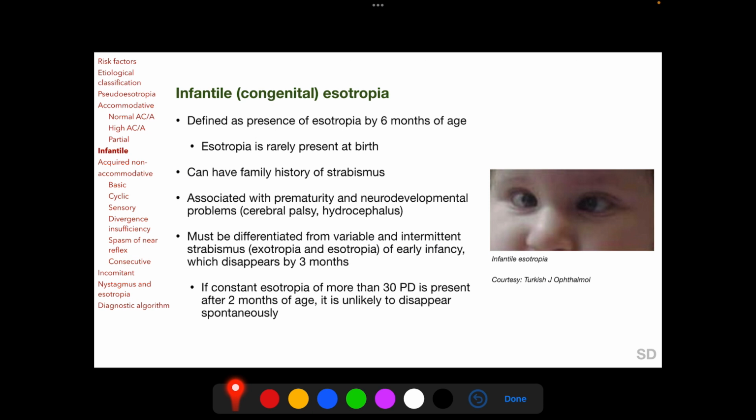Infantile esotropia, also called congenital esotropia but more appropriately termed infantile, is defined as presence of esotropia by 6 months of age. So this is a very important figure to remember. But even in this condition, esotropia is rarely present at birth. It is often associated with prematurity and neurodevelopmental problems. Infantile esotropia must be differentiated from strabismus of early infancy, which is variable and intermittent in nature, can be exotropia or esotropia, and which disappears by 3 months of age.